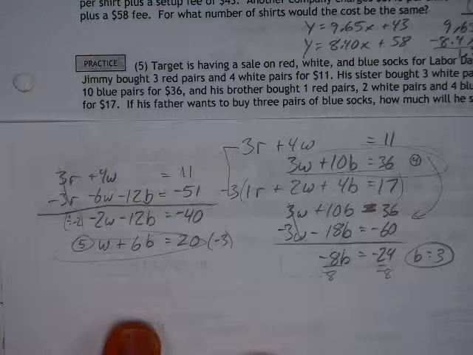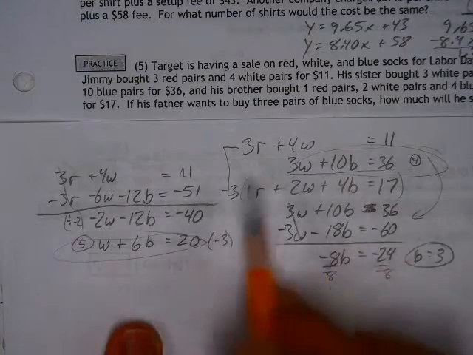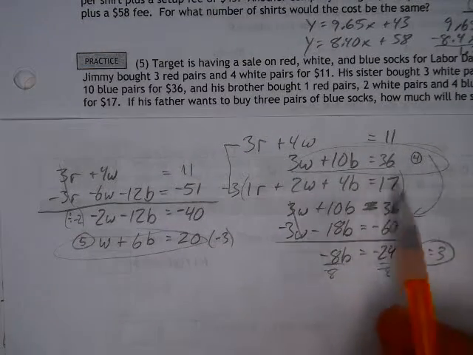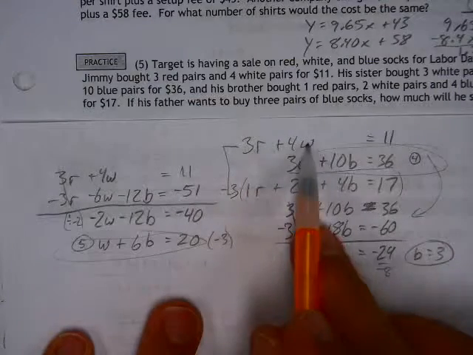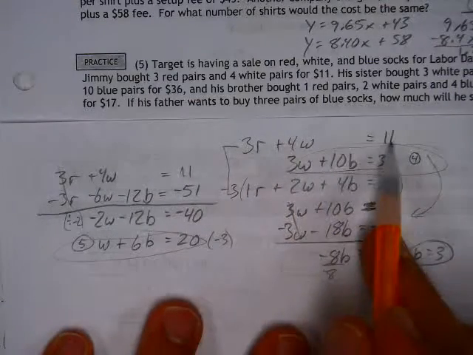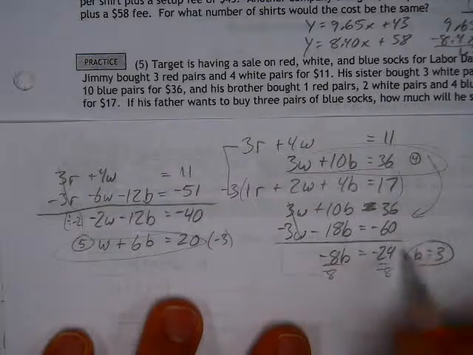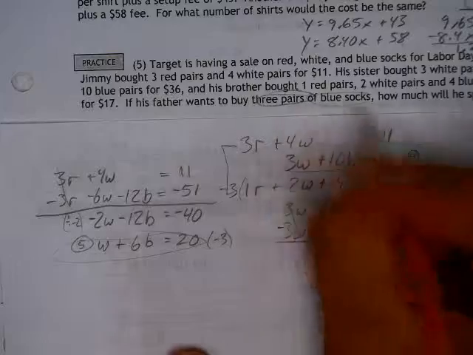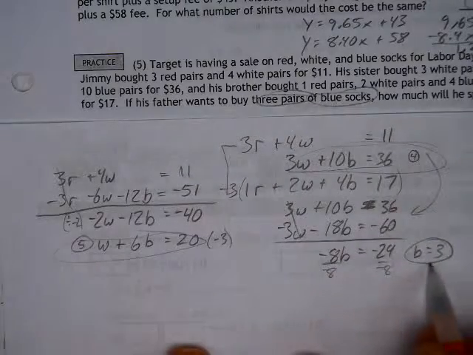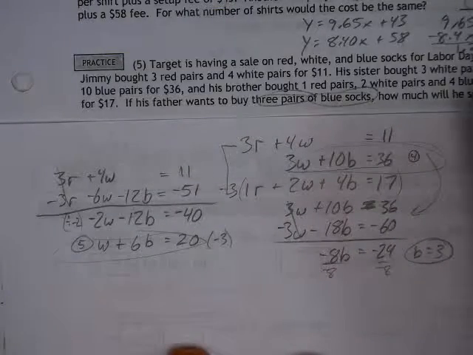Remember, this is the cost of each of the different pairs of socks. 3 pairs of red socks, 4 white socks will give you a total of $11. So the variables represent the dollars spent. Now back to this. I want to buy 3 pairs of blue socks. We need to take the B that we found, multiply it by 3 to get the $9 answer that we're looking for.